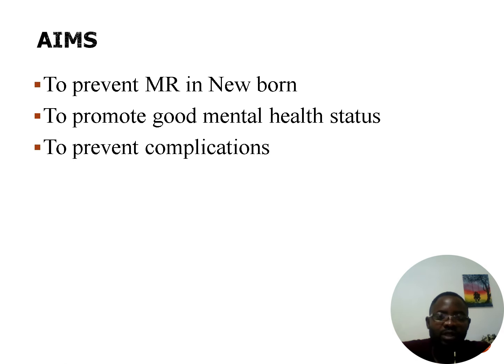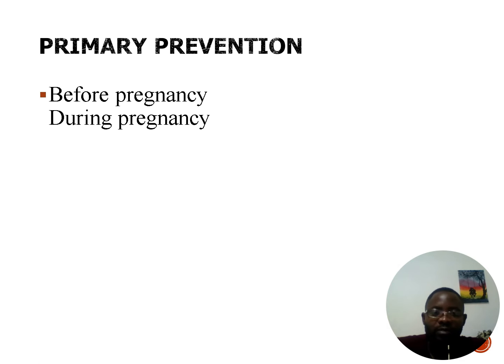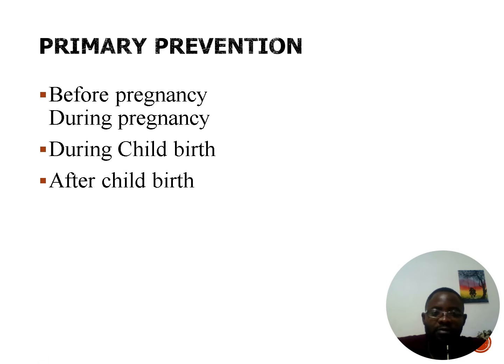Alright, so let's see what next we need to talk about. So under primary prevention, there are certain points that we need to talk about. There are certain things that you need to focus on. Remember I said primary prevention focuses on the person who is at high risk of becoming mentally retarded, and in this case we have the unborn child.